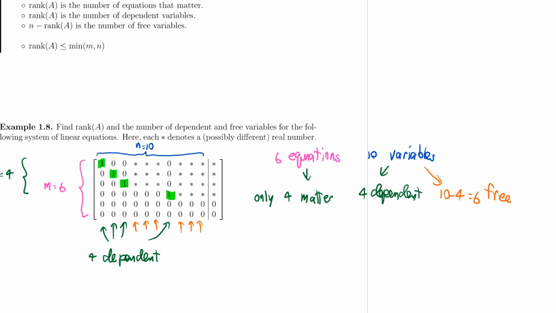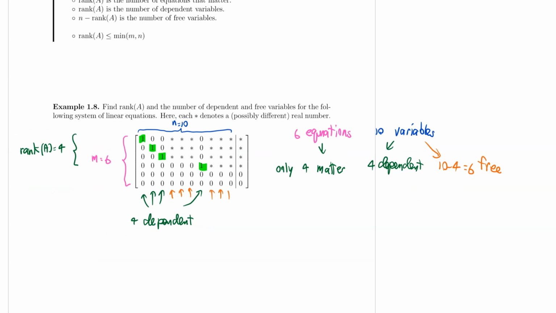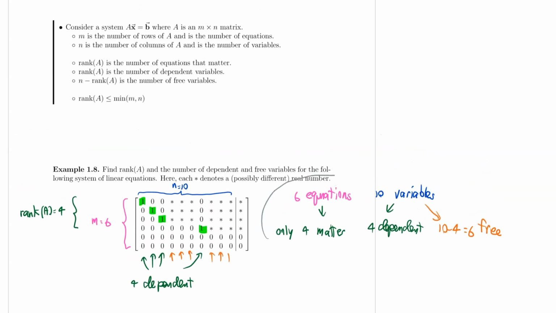And now we can deduce something from what we are looking at here. Remember that m is going to be the number of equations, and then the rank of the matrix is going to be the number of equations that matter. So what that means is the rank of the matrix has to be less than or equal to the value of m, because, well, the number of equations that matter cannot exceed the number of equations that we have.